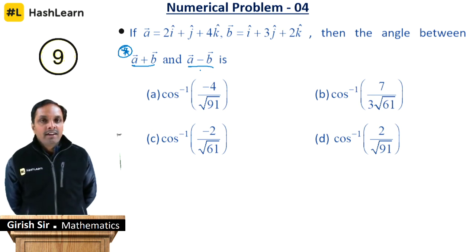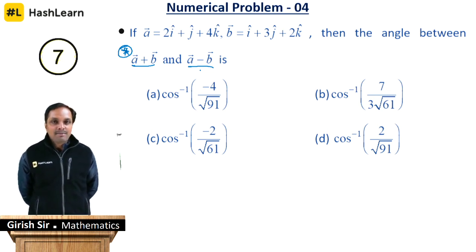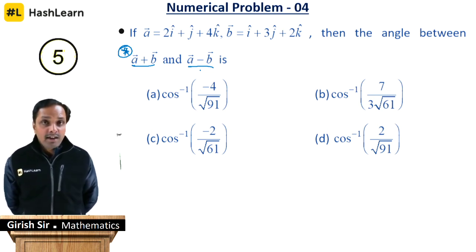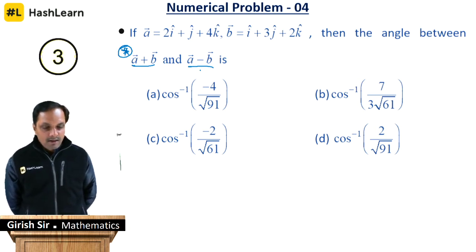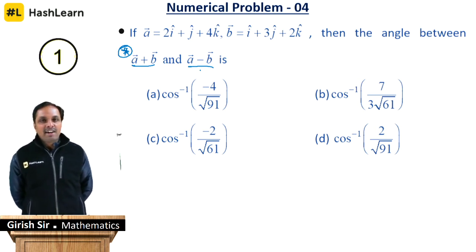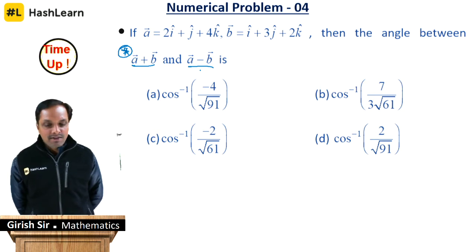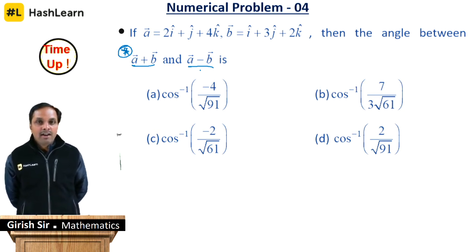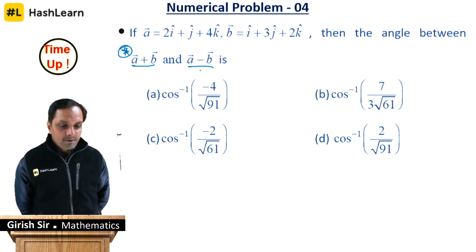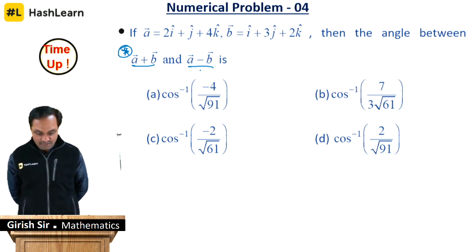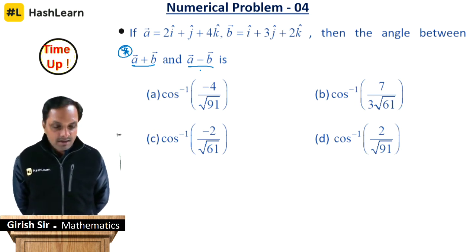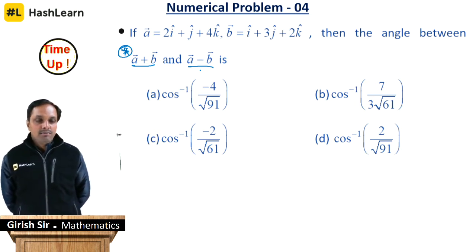You may be making mistakes in addition and subtraction. You should be very careful, especially in vectors. Whenever you miss a small sign, if instead of minus you take plus or vice versa, you will end up with a wrong answer. So be careful. Vector is very simple, but there is a chance of making mistakes in the calculation. So you should be very careful.